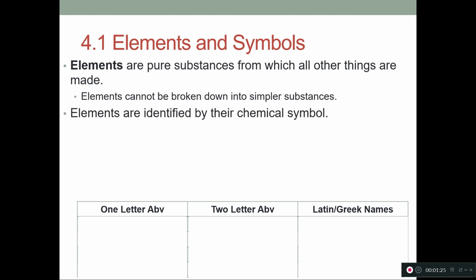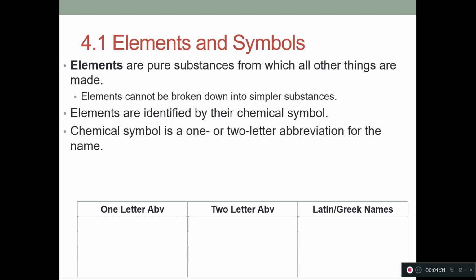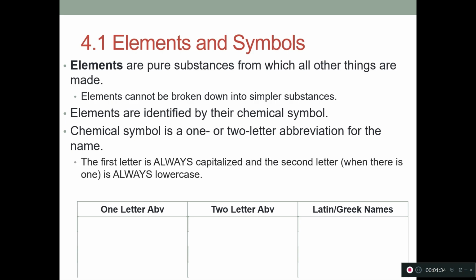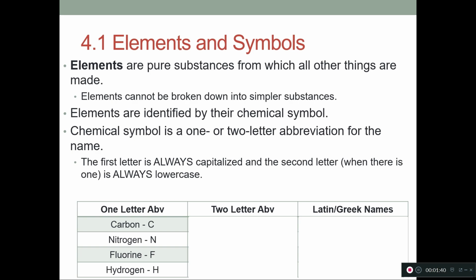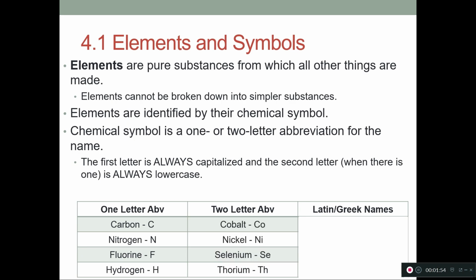And so elements are identified by their chemical symbol, which is the letters that you see on the periodic table. So these are 1 or 2 letter abbreviations for the name. The first letter is always capitalized, and the second, if there is one, is always lowercase. So for instance, if we have a 1-letter abbreviation, then it's always capitalized. So carbon is capital C, nitrogen capital N, fluorine capital F, hydrogen capital H, and so on. Whereas if we have 2 of them, then the second letter is always lowercase. So for instance, cobalt is capital C, lowercase o, nickel is capital N, lowercase i, selenium capital S, lowercase e, thorium capital T, lowercase h.